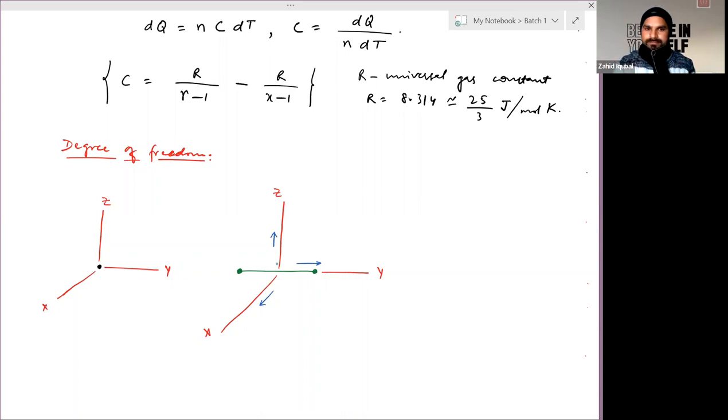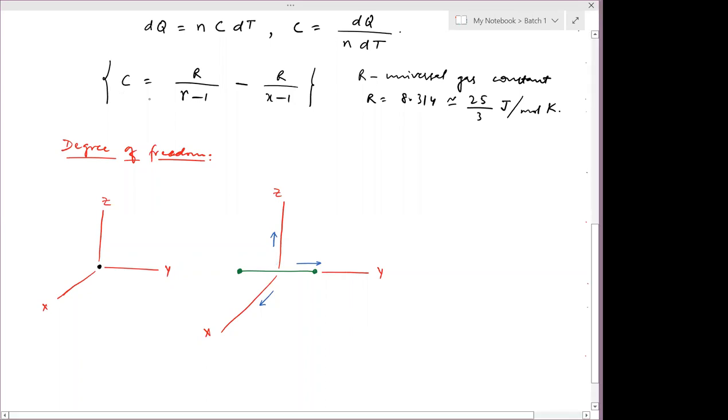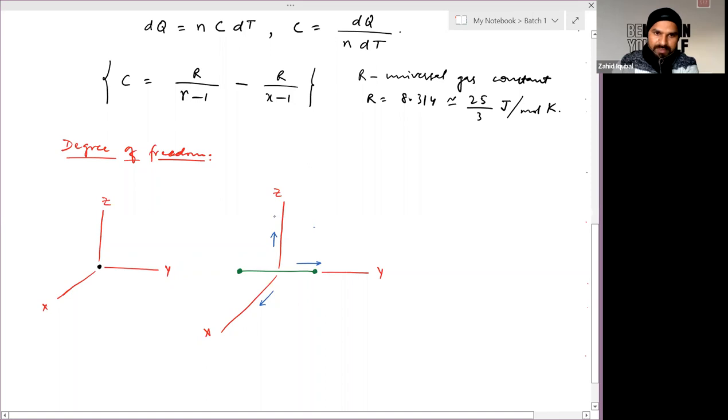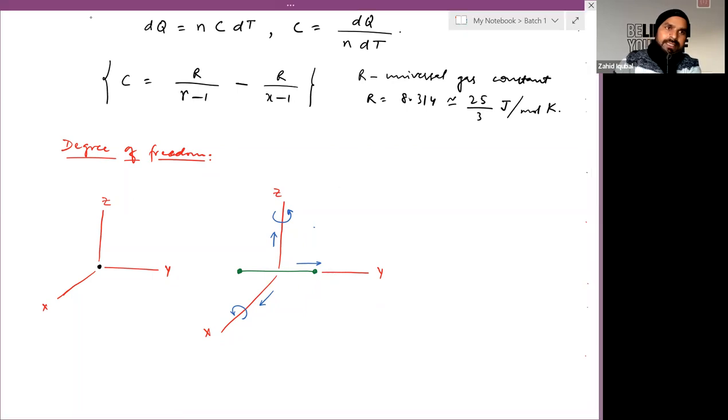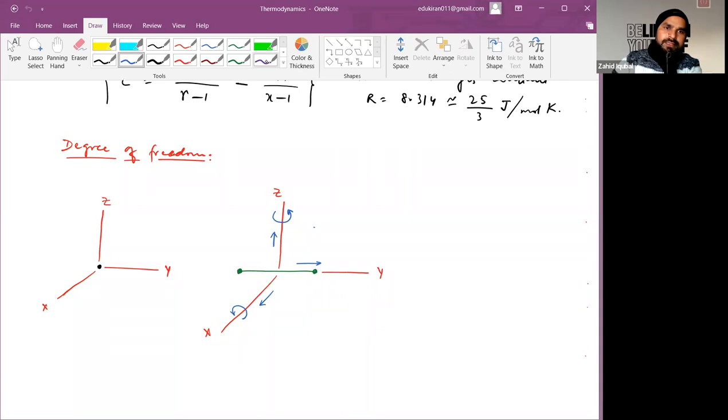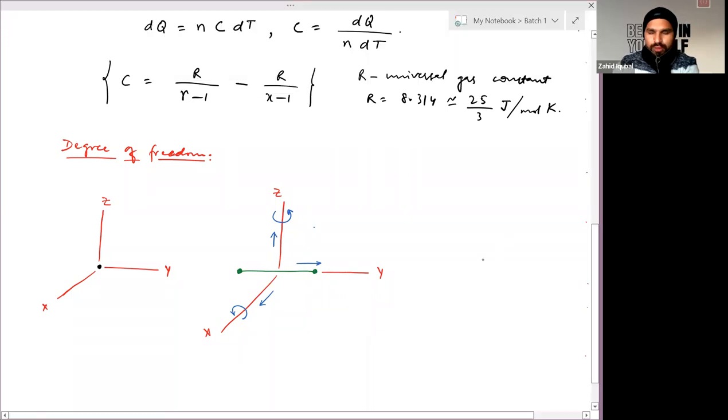Is it clear? Yes, sir. So we may define that this diatomic particle will have rotation along this axis and along this axis. There will be no rotation along the y-axis. So in total, it will have 3 translational motions and 2 rotational motions, 5 different ways of containing energy. Next, let's say in the case of a water molecule, which is bent shaped like this.